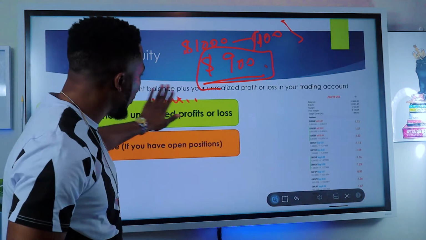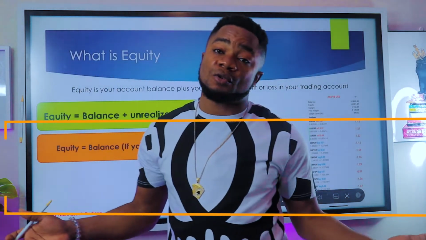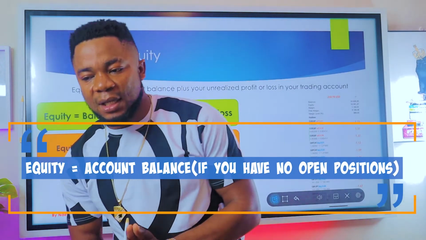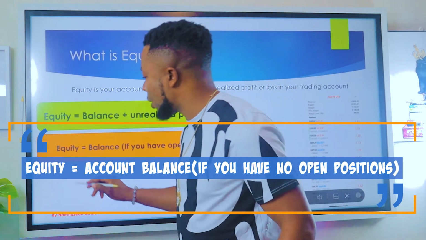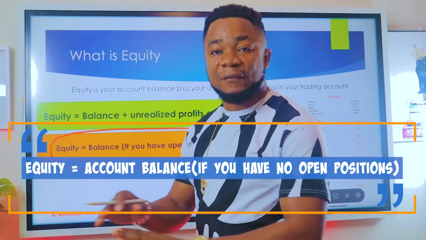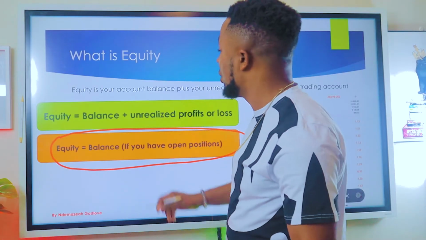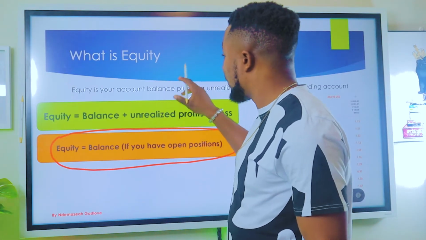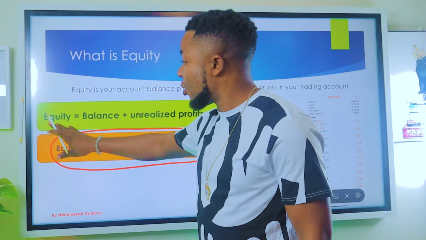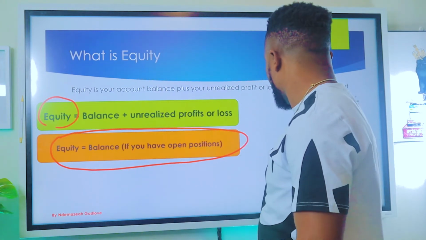And if you don't have any open position, your equity is just equal to your account balance. As simple as that. But so long as you have any open position, you either add or subtract the floating or unrealized profit on your account balance to get your equity. So that's how you calculate your equity.